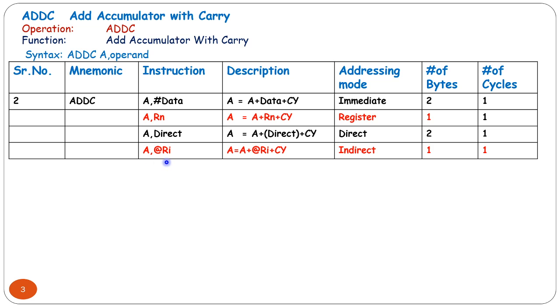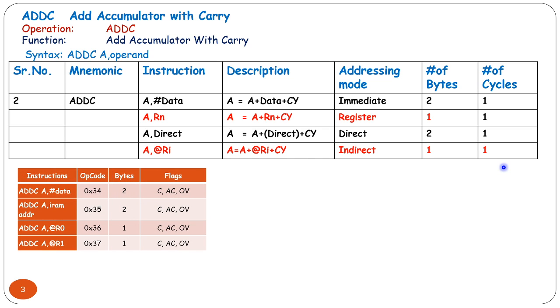ADDC A, @Ri. The description of this instruction is: the content of the carry flag bit plus the RAM content whose address is indirectly pointed to by the Ri register is added to the accumulator, and the result is stored in the accumulator register. This type of instruction has indirect addressing mode. It is a 1 byte instruction, and the machine cycle required is 1.